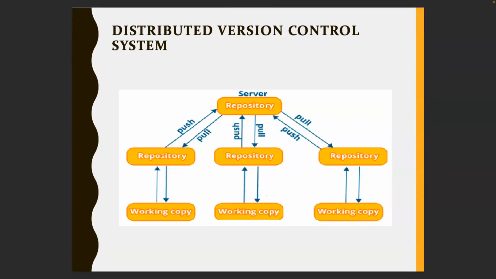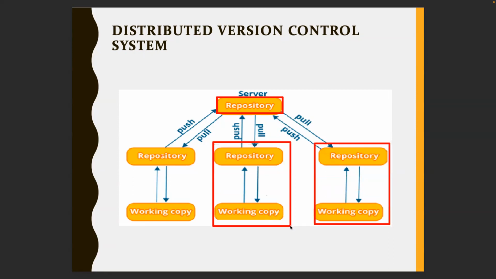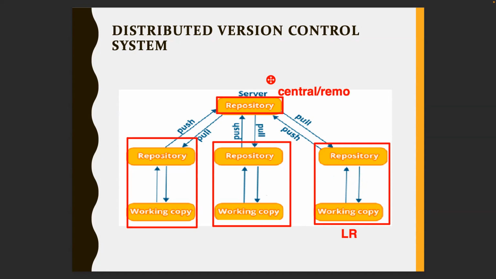Here, if you see, this is the centralized architecture where you have a central repository or remote repository like earlier. But now every collaborator, every user will have their own repository, which is called the local repository. And this is called the central repository, or remote repository, whatever you call it. Every user will have this local repository.